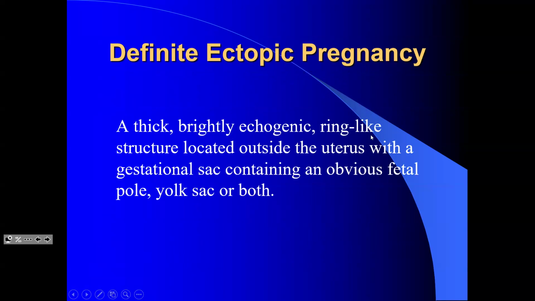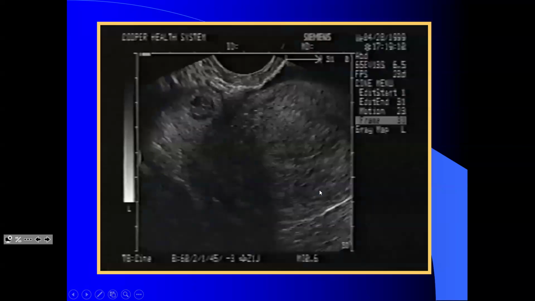So thick, brightly echogenic ring-like structure located outside the uterus with gestational sac containing obvious fetal fold, yolk sac, or both. So it depends on what you're looking for. This is the uterus. This is the endometrium. This echogenic line is the endometrium, and this is the ectopic pregnancy. Here you are able to see a fetal fold.